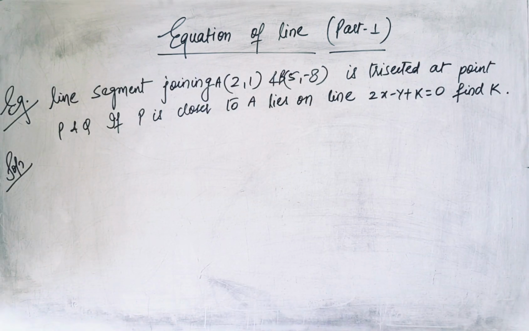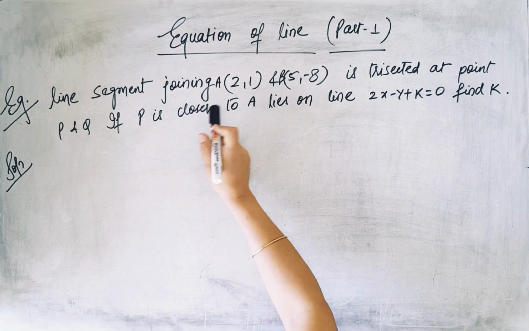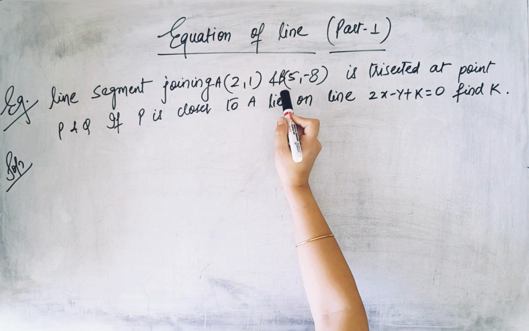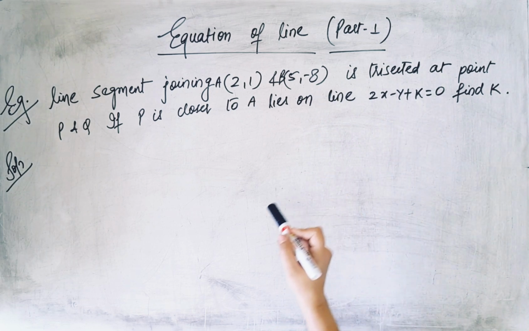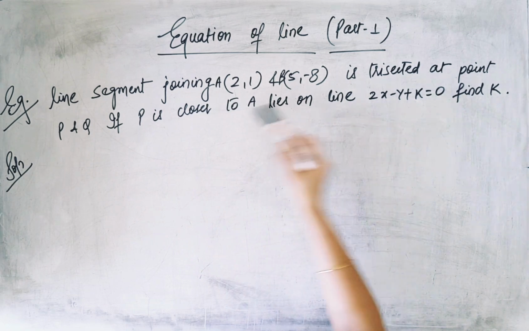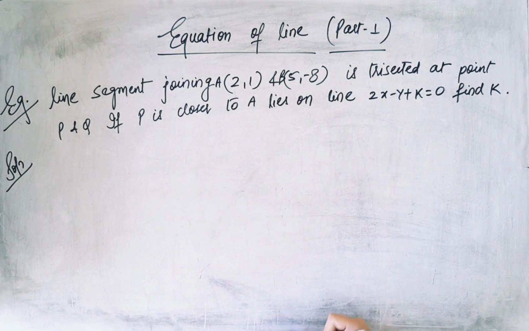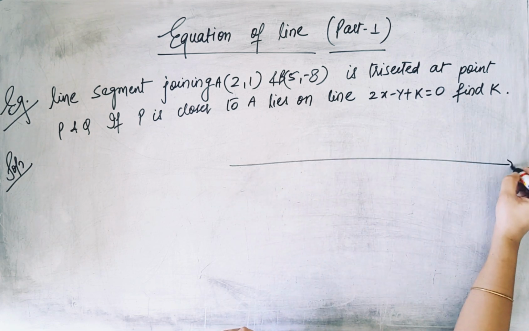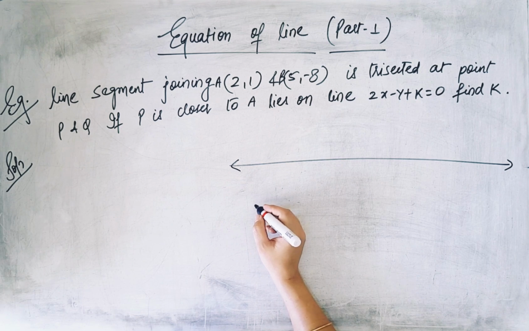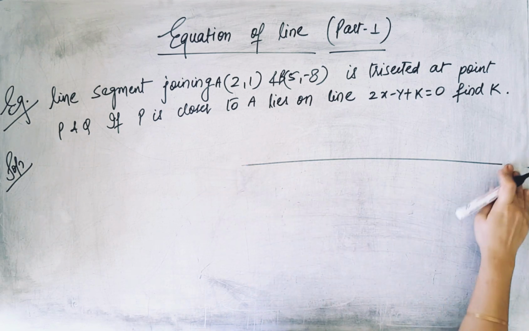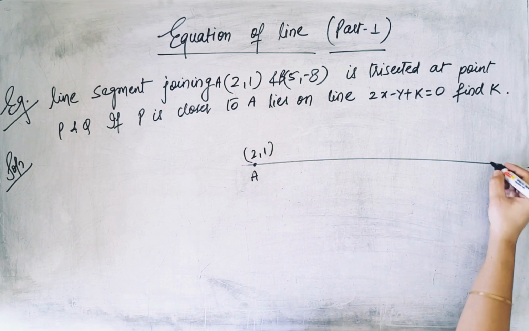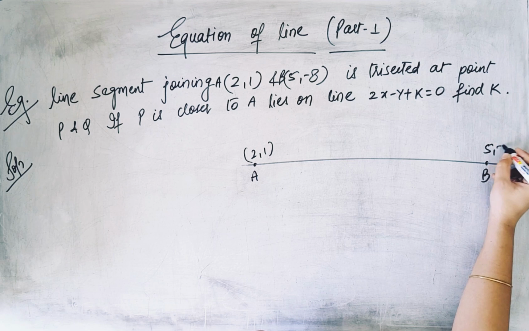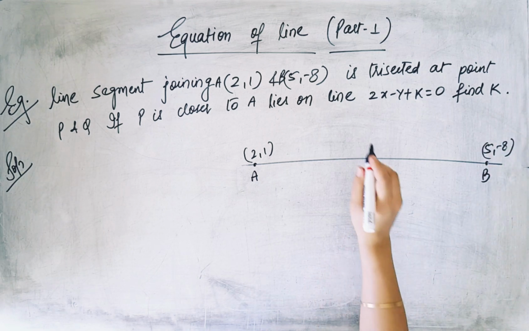Now the next type of question is: the line segment joining A (2, 1) and B (5, minus 8) is trisected, that means it is divided into 3 parts, at points P and Q. If P is closer to A, lies on the line, find k. We are provided with a line segment. In this line segment there is a point A which is (2, 1) and B is (5, minus 8). This line segment is trisected.